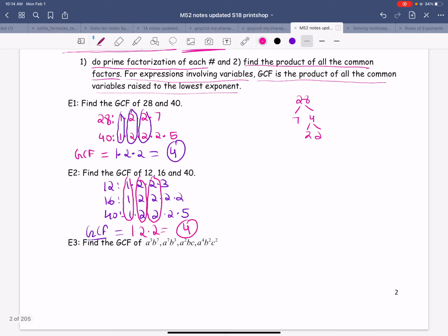Next, for example number 3, we want to find the GCF of a to the third b to the 7, a to the 7 b to the third, a squared bc, a to the 4 b squared c squared.